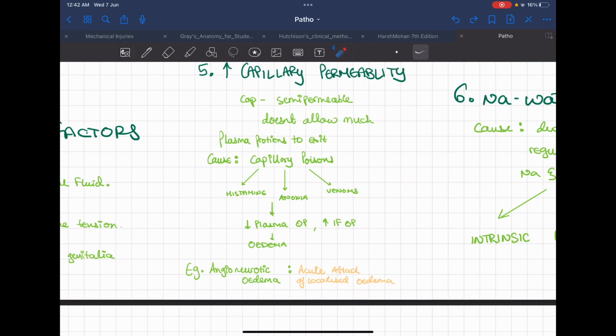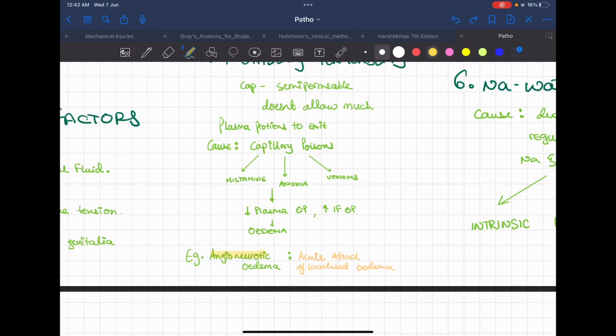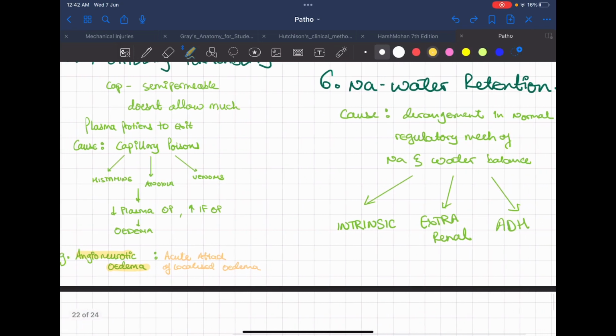So these capillary poisons, what they do is they increase the gap of the capillary endothelium and allow much of the fluid and plasma proteins to exit. Example of this is angioneurotic edema, which is an acute attack of localized edema.